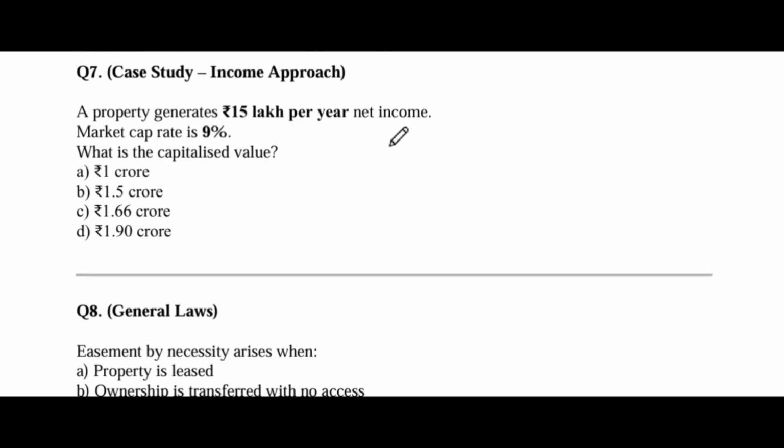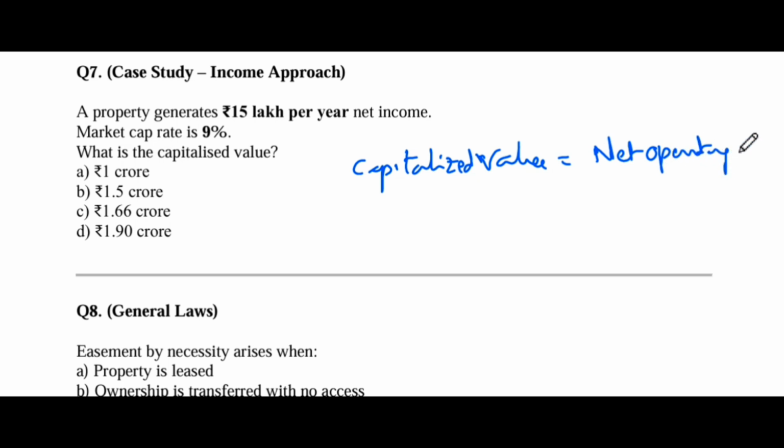A property generates 15 lakh per year net income. Market capitalization is 9%. What is the capitalized value? So, what is the formula for capitalized value? Capitalized value is equal to net operating income by capitalization rate.